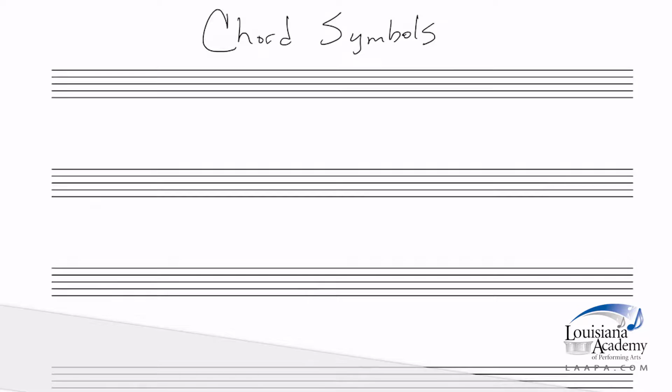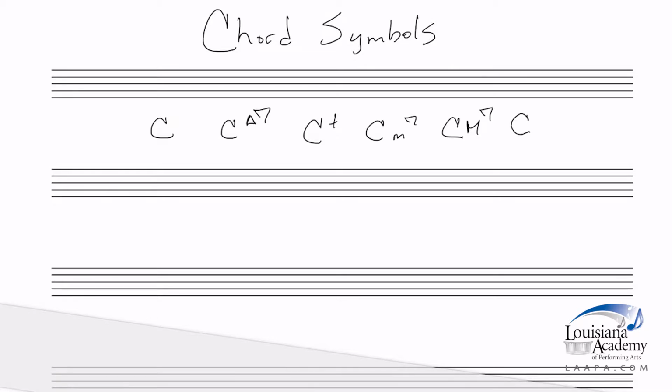So let's talk about chord symbols. So what is a chord symbol? You might see things like C, C triangle 7, C plus. You might see C little m7, C big M7, C M-A-J7. Okay, these are all different indicators of the types of chord that you would build.